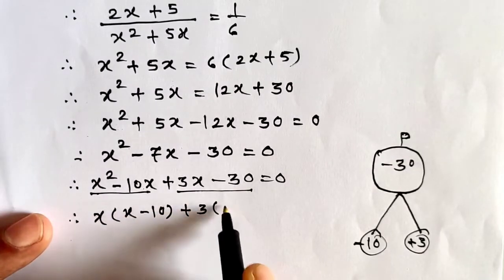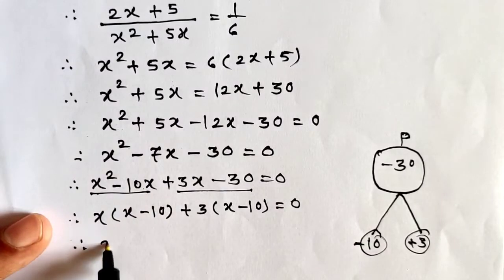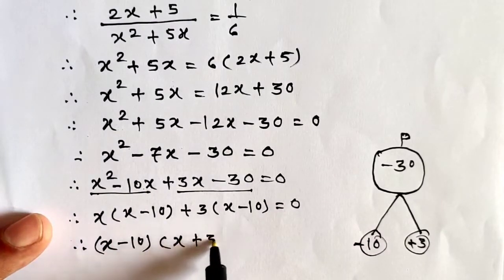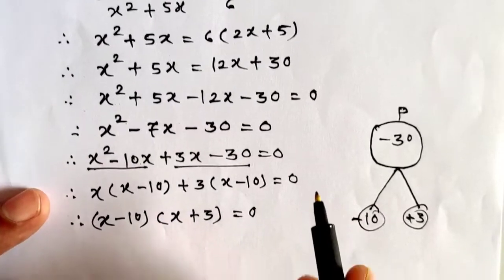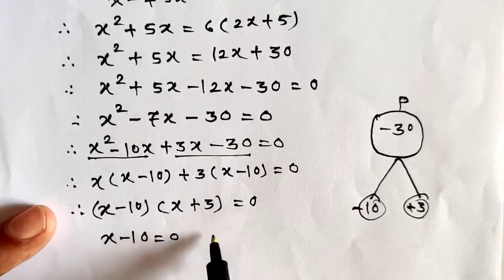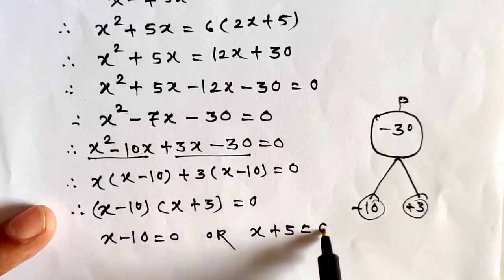Plus 3 is the common. X minus 10 is there. So x minus 10 is one of the common factors, and x plus 3 is the other common factor, is equal to 0. So either x minus 10 is equal to 0 or x plus 3 is equal to 0.